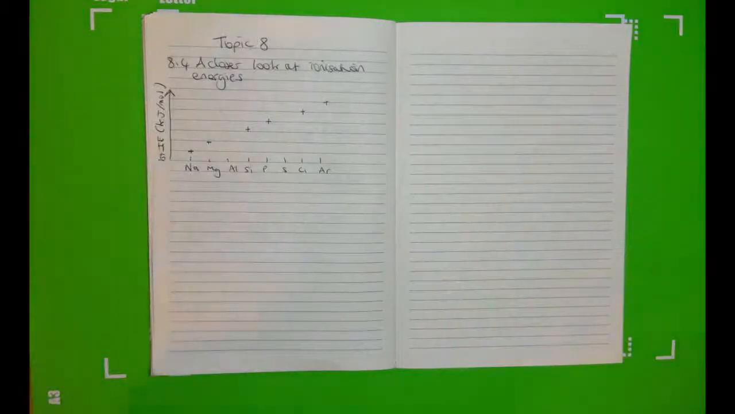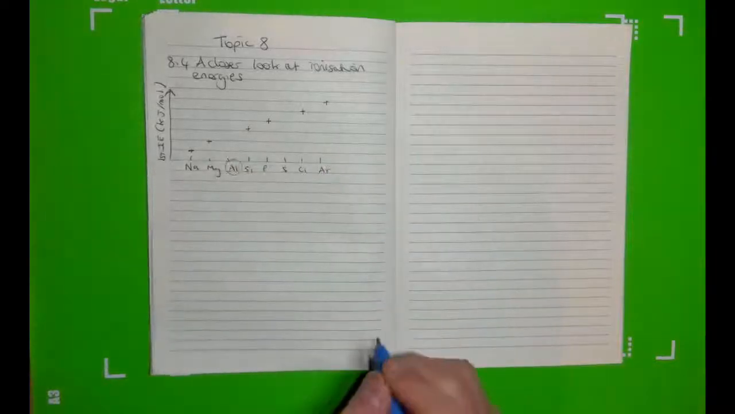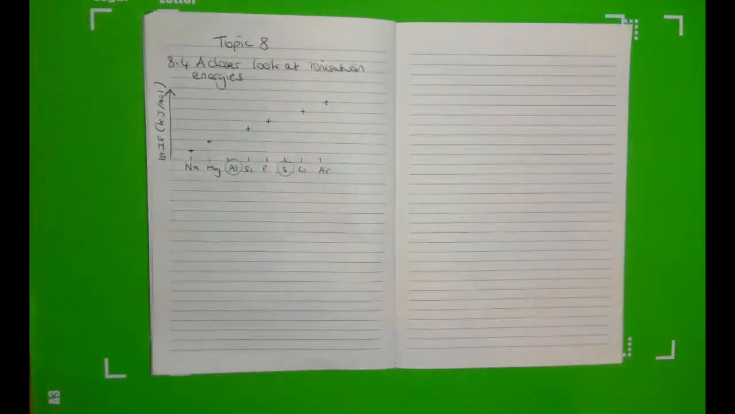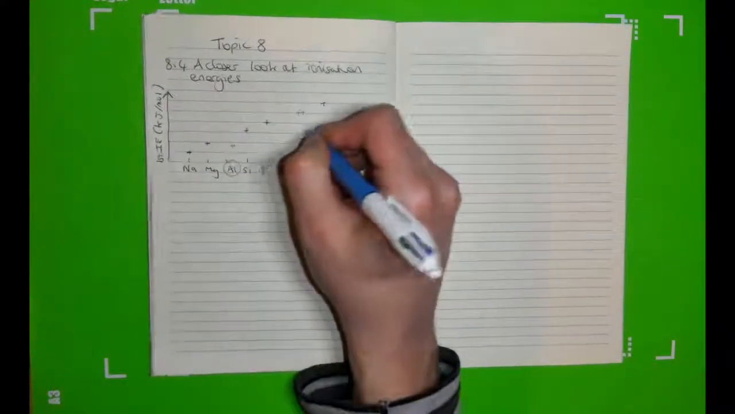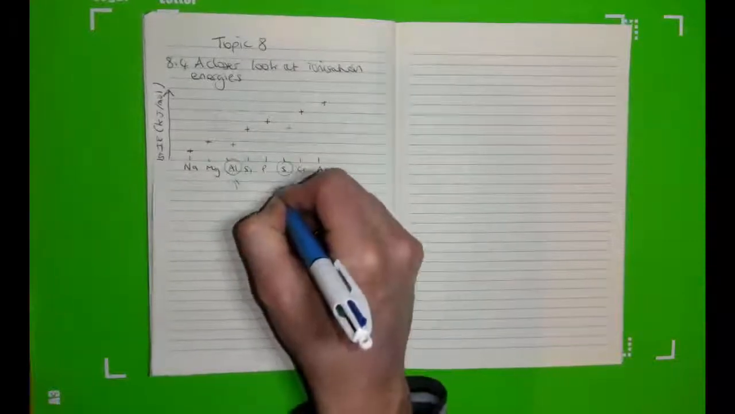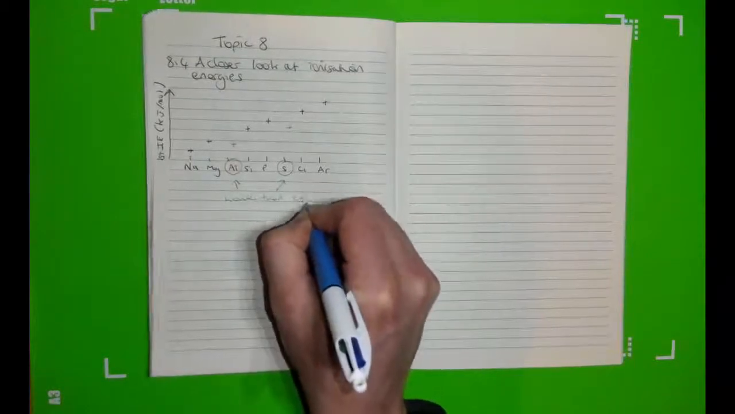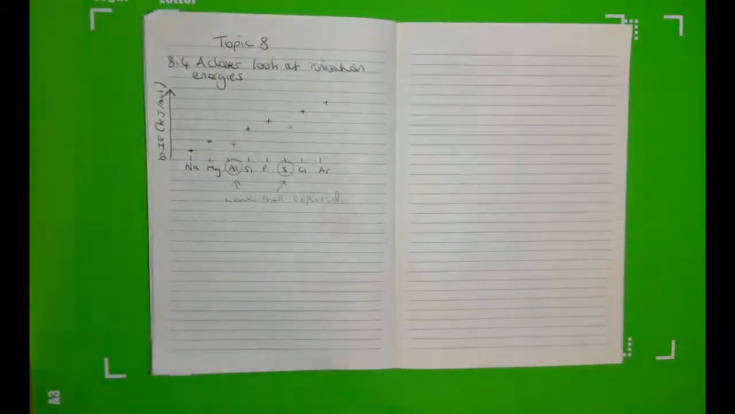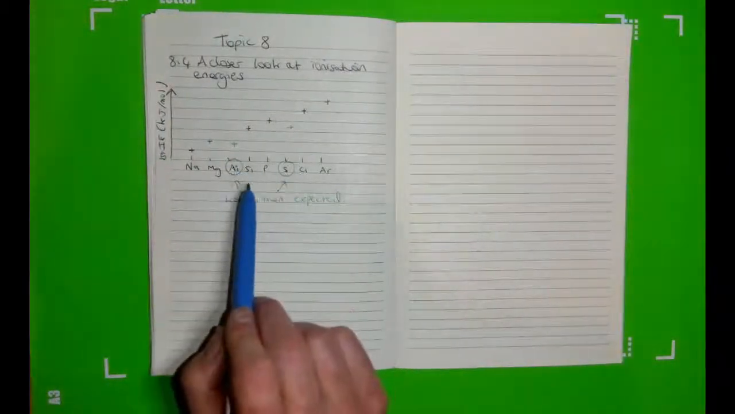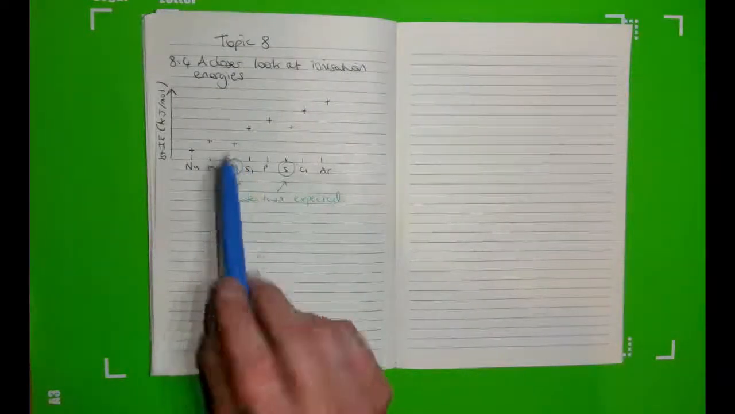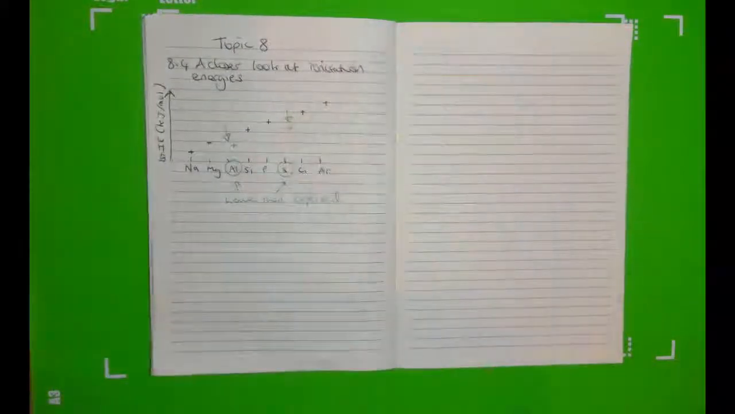Okay, so our anomalies for period 3 are aluminium and sulfur, and these anomalies are lower than expected. So these are lower than expected, these two. And you need to know the reasons for these. It's not the same reason, okay? So you need to know this reason and that reason there, yeah?